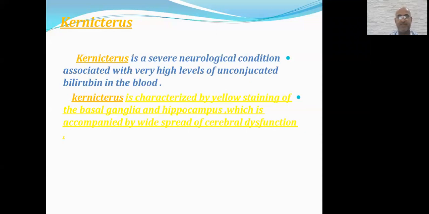Kernicterus is characterized by yellow staining of the basal ganglia and hippocampus, which is accompanied by widespread cerebral dysfunction. As you know, the new brain of the newborn is so sensitive to any insult. So this insult results in severe, immediate, or remote complications.